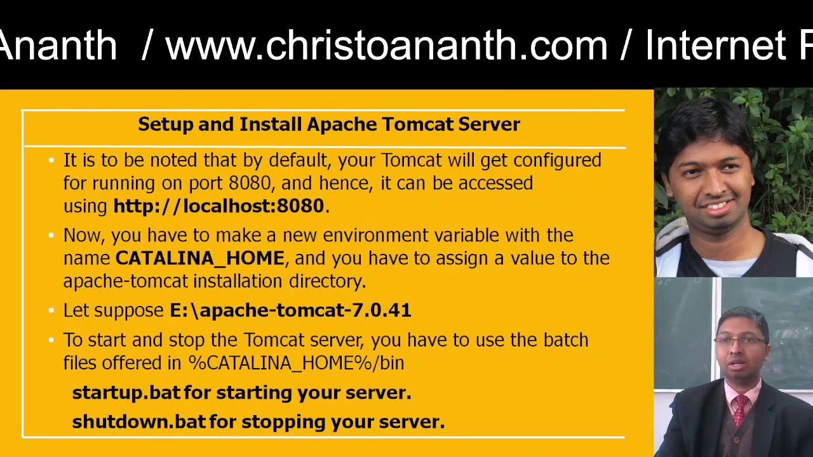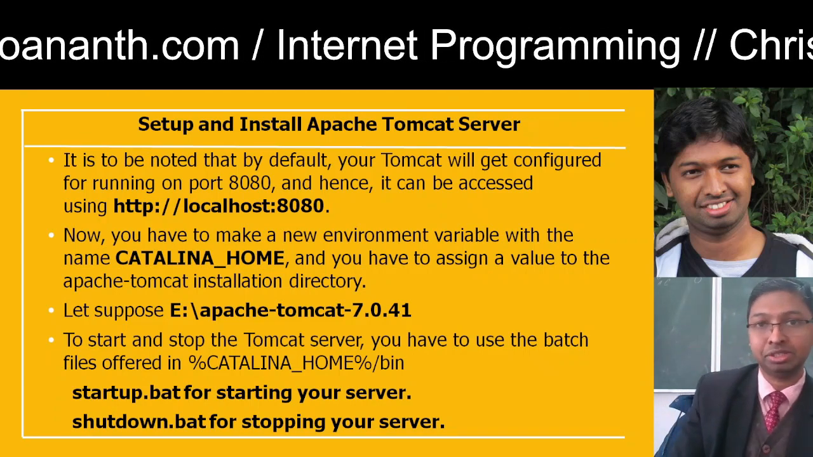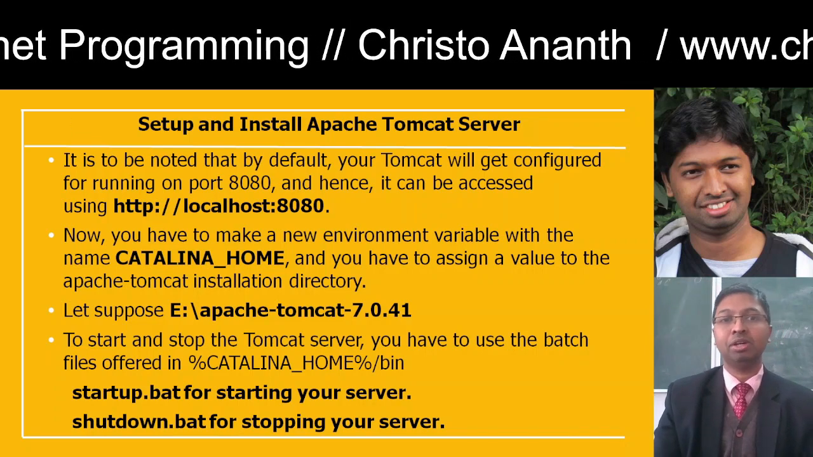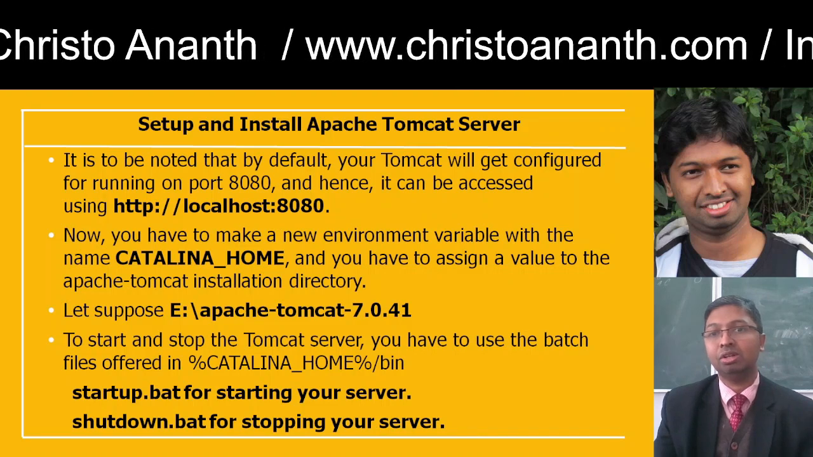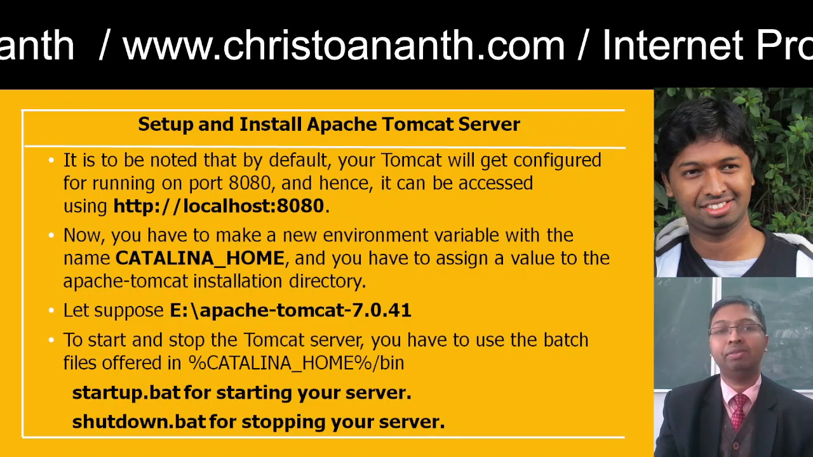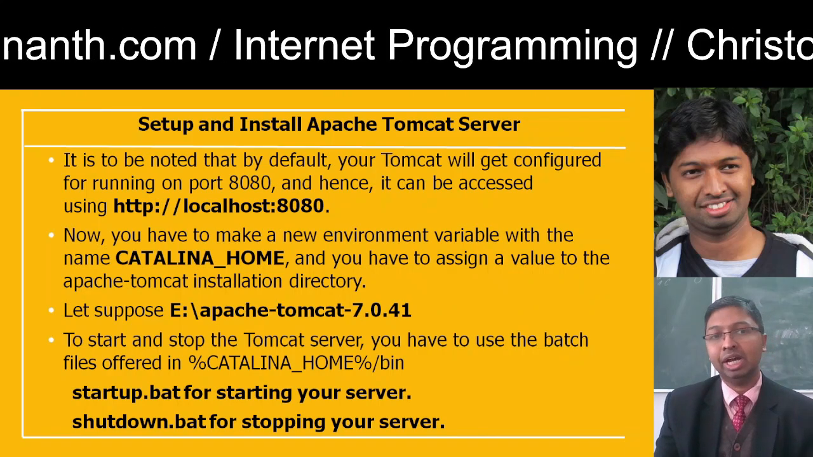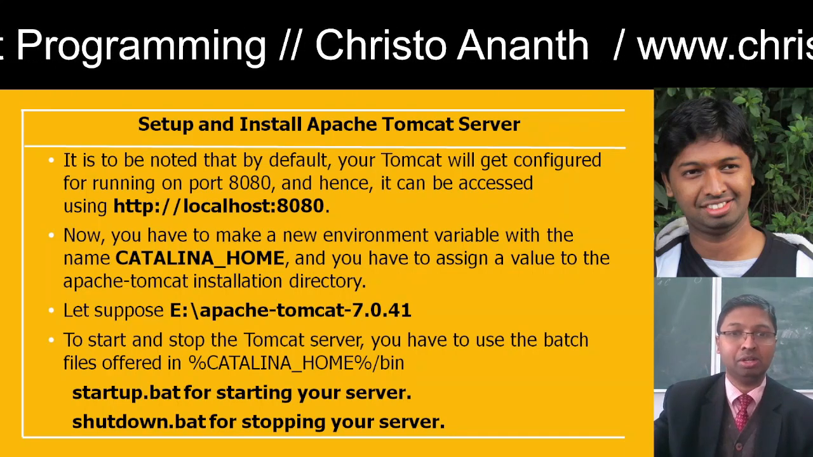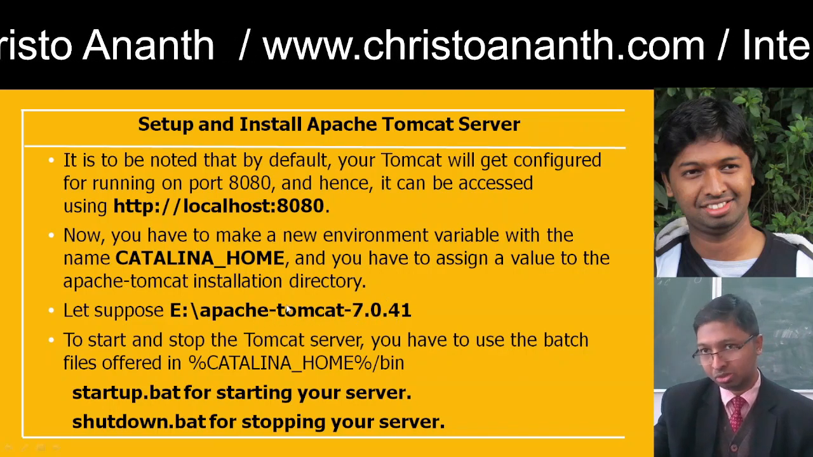By default, Tomcat gets configured for running on port 8080. So on the local server, it will be localhost:8080. So that is the server. You have to set up a new environment variable with the name CATALINA_HOME, and assign it the value of the Apache Tomcat installation directory. So maybe you will have E:\Apache Tomcat 7.0.41. So that is the version.